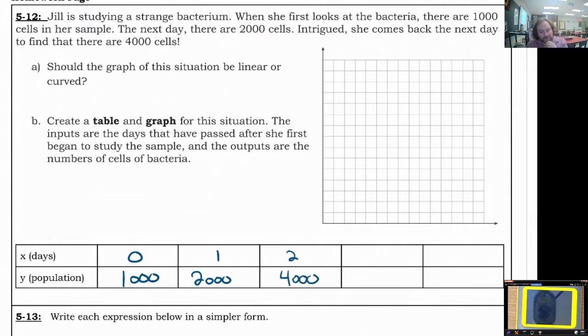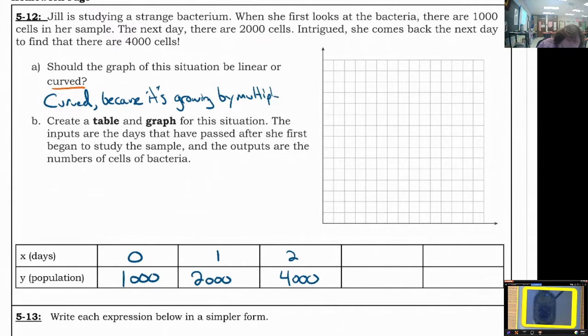So the first question is, should this graph be linear or curved? The answer is curved. And the reason why, it's growing exponentially. Or I suppose we should say growing by multiplying. It's growing in a timesy kind of way, instead of growing in a plusy kind of way, which is a different way of thinking about things that we're doing here in Chapter 5.